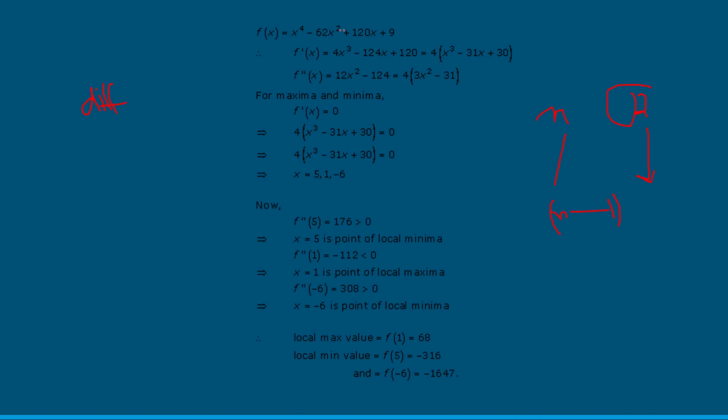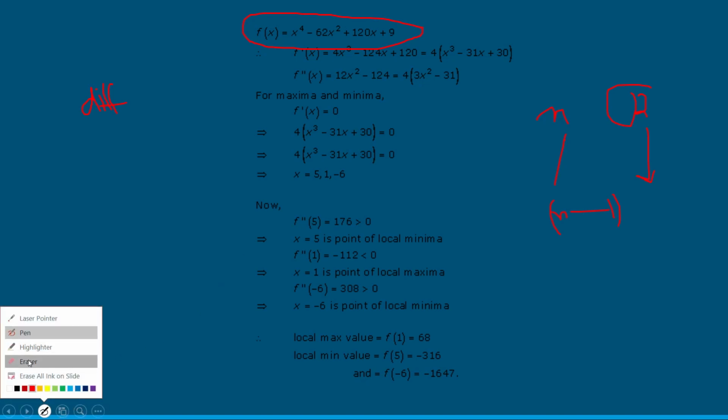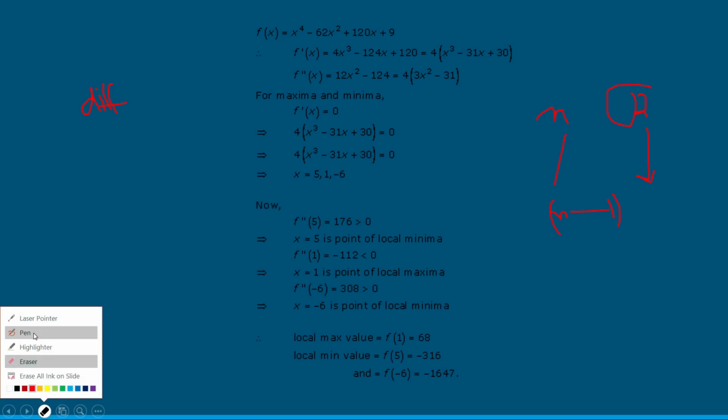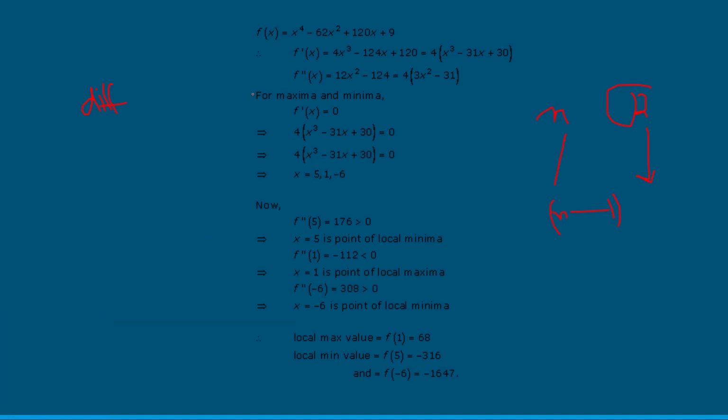Now let's consider the equation f of x is equal to x power 4 minus 62 x square minus 120 x, which is a fourth order equation. Let's solve this equation step by step. To find the minimum or maximum value, the first differentiation of that particular equation is set to 0. This is the f of x equation.